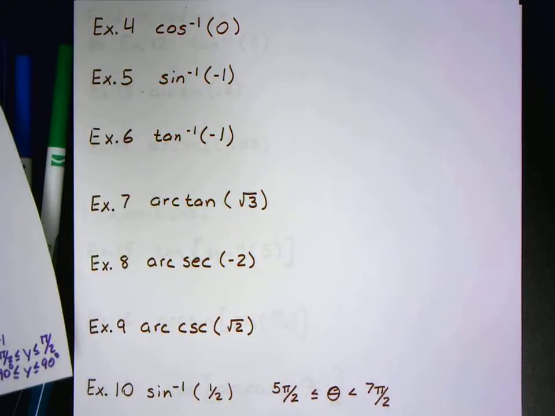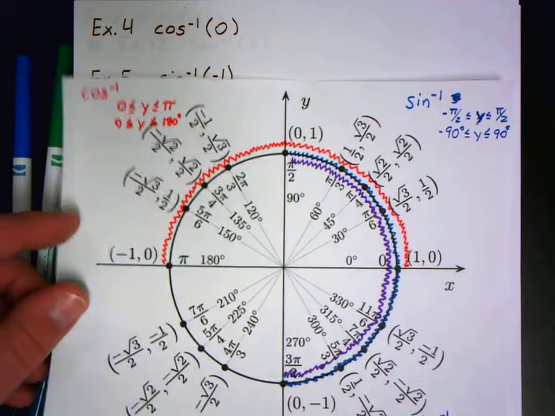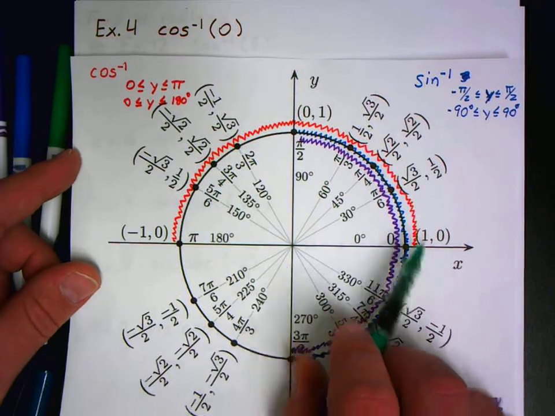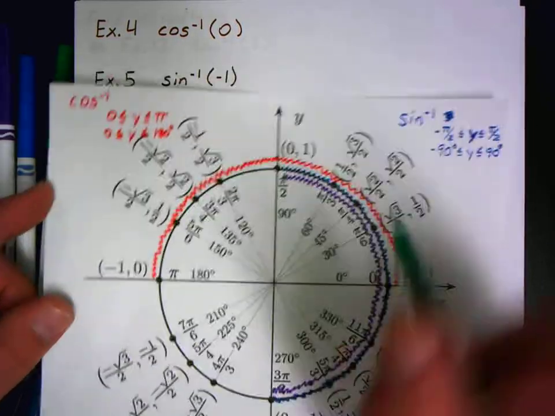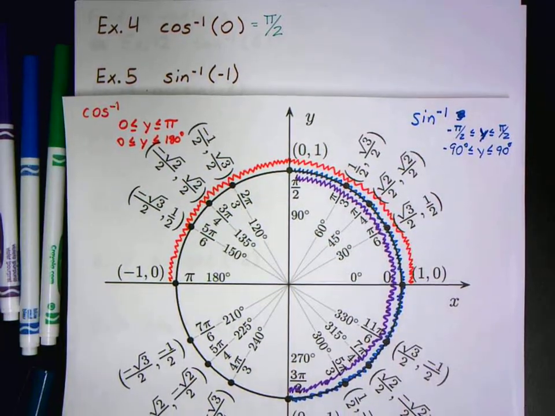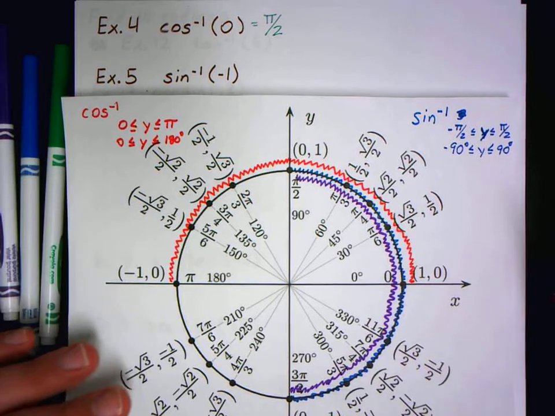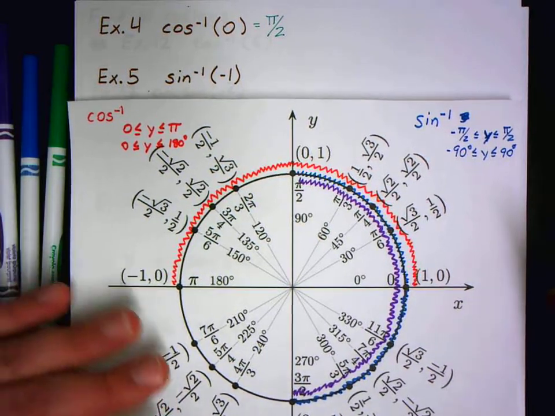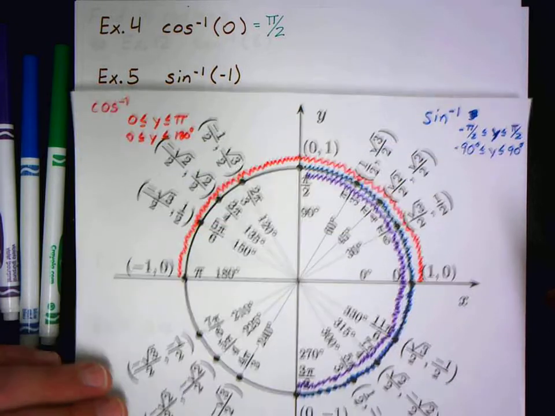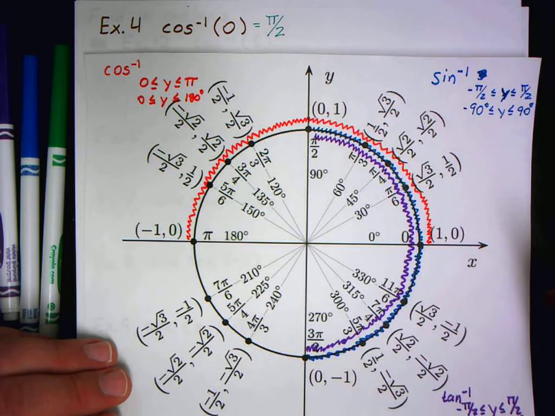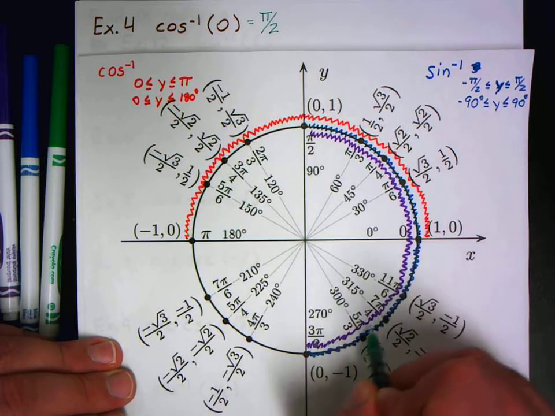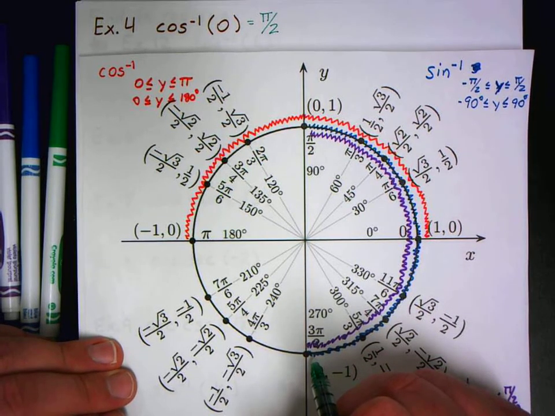Okay, so where would cosine 0 be? Cosine is the x value. Where does the x value equal 0? Pi over 2, or 90 degrees. Okay, where does sine equal -1? Sine is the blue area. Where does it equal -1? Okay, 3 pi over 2, but remember, since we're going backwards from 0, that's not 3 pi over 2. It's negative pi over 2.